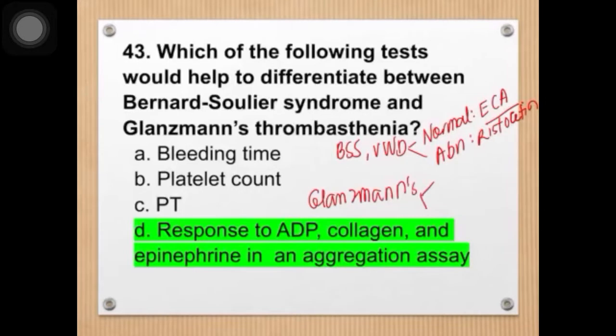Huwag malilito, kabaliktaran naman po yung result obtained sa Glanzmann's thrombasthenia. In Glanzmann's thrombasthenia, normal ang aggregation with ristocetin, but fails to aggregate in the presence of what agonist? ADP, epinephrine, collagen, at saka ADP. Correct answer number 43, letter D.